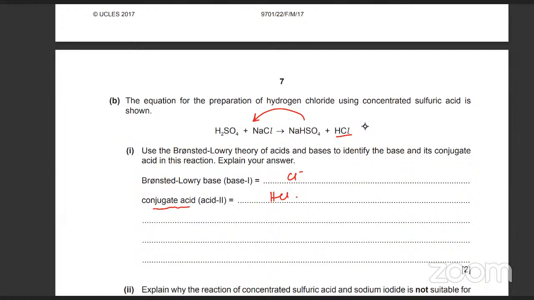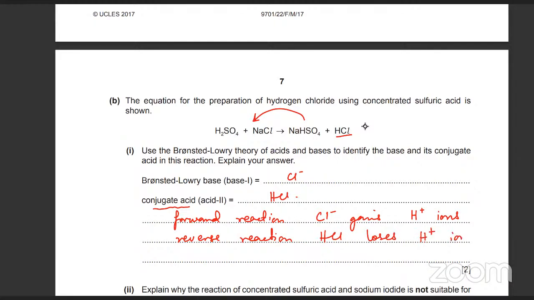So you need to explain both of them. In the forward reaction, the Cl-1 gains H+1 ions, that's what you're going to write. And when you talk about the conjugate acid in the reverse reaction, the opposite reaction, the HCl is the one that loses H+1 ions. The HCl turns into NaCl, so it has basically lost an H+1 ion.